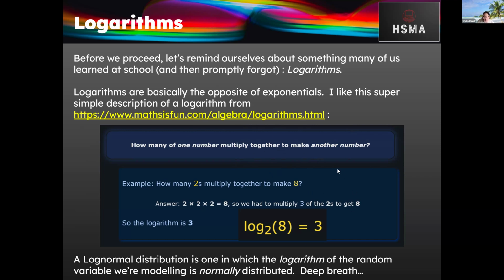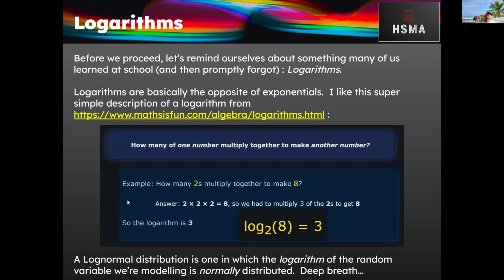And this, I think, is a really elegant description of a logarithm. It's basically how many of one number do you need to multiply together to make another number. That's fundamentally what a logarithm is. So as an example here, how many 2's multiply together to make 8? Well, the answer is 3, because it's 2 times 2 times 2. We have to multiply 2 by itself 3 times to get the value 8. So logarithm base 2 of the value 8 gives us a result of 3. Okay, and that's all a logarithm is.